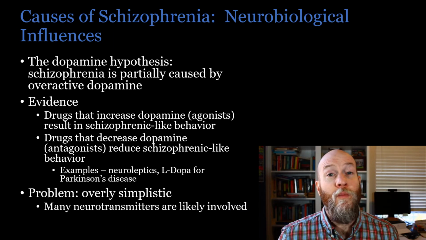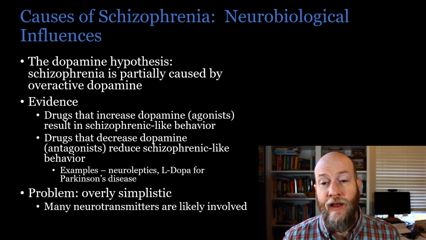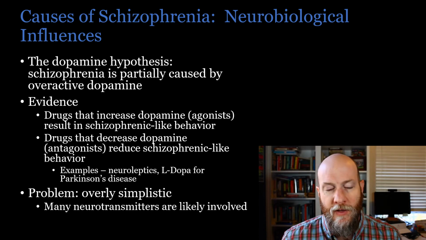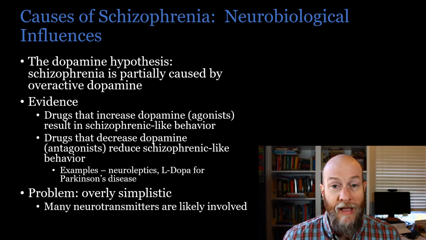So what are the neurobiological influences? What's going on in the brain of an individual with schizophrenia that may be different than one without? The most supported and classic argument is what's called the dopamine hypothesis, that schizophrenia is partially caused by overactive dopamine.